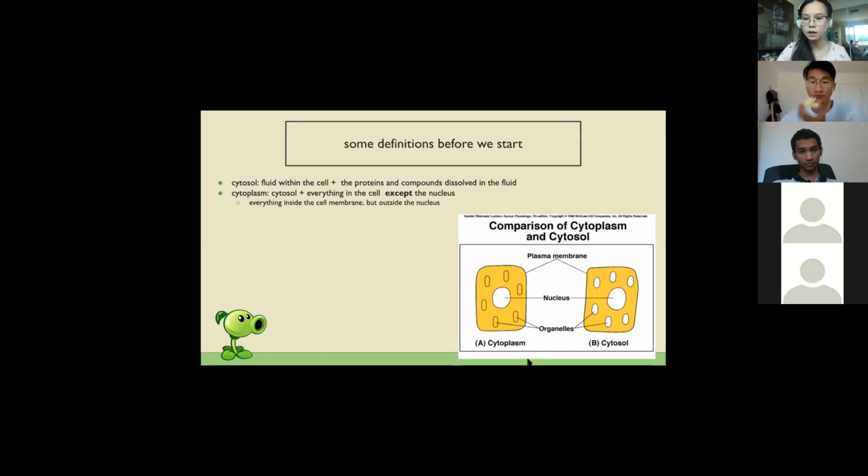So the cytosol is the fluid within the cell and everything that's dissolved in it. So all the proteins, all the gases, the cytoskeleton included in that, that's called the cytosol. The cytoplasm is the cytosol plus everything else that's in the cell except the nucleus. So one way you can think about it is the cytoplasm is everything that's within the cell membrane, but outside of the nucleus.